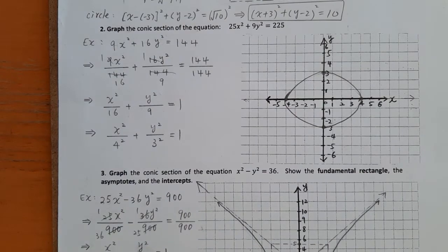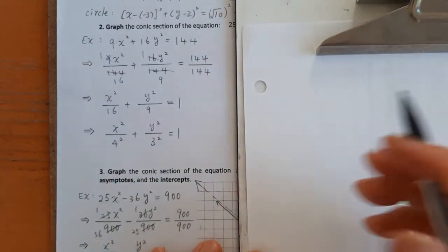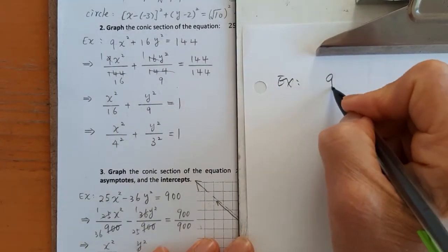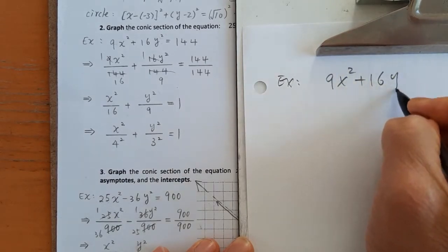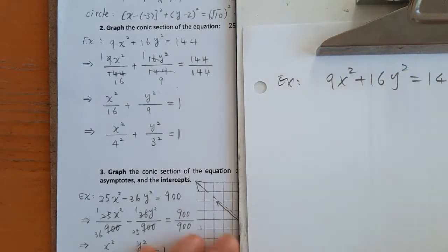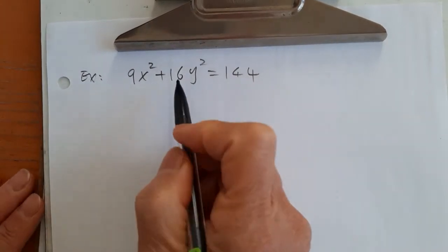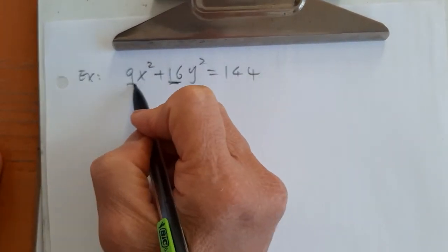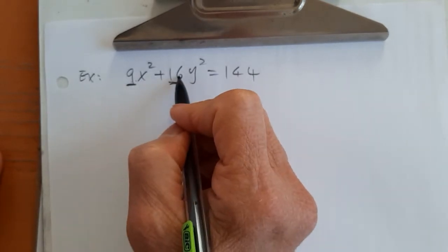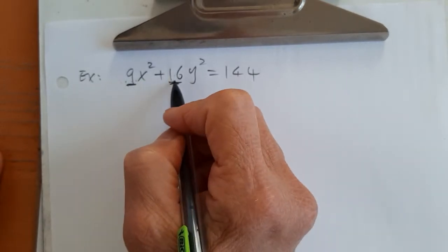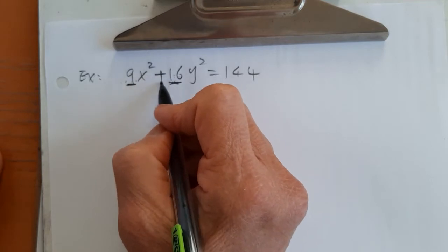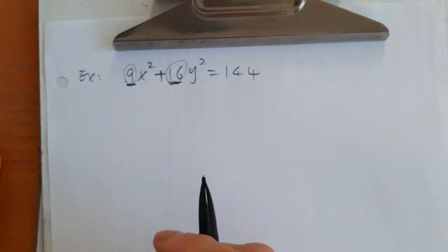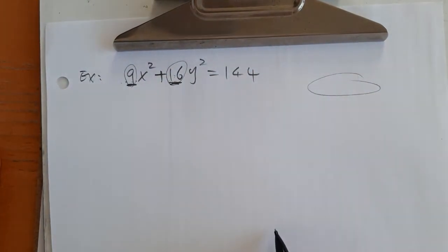Example: 9x squared plus 16y squared equal 144. Now you can see, if the two coefficients are the same sign, both positive or both negative, and different numbers, 9 and 16 are different numbers, the graph is an ellipse.